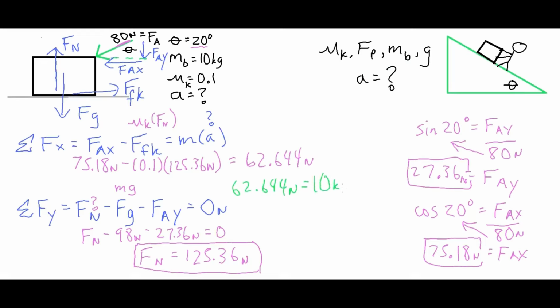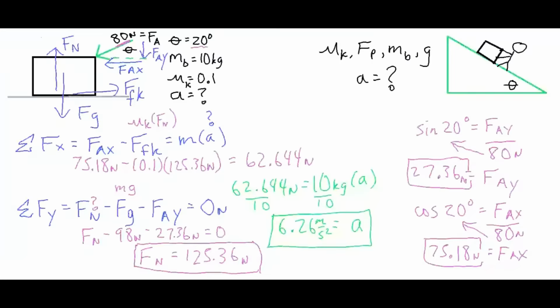And my m was 10 kilograms, and got that on the other side, so I'm going to go ahead and just divide both sides by 10. And then now we have a final a value of, I'll round it to 6.26 meters per second squared.